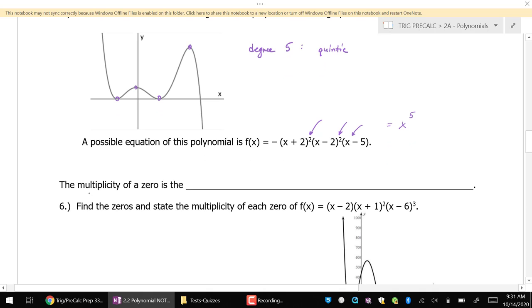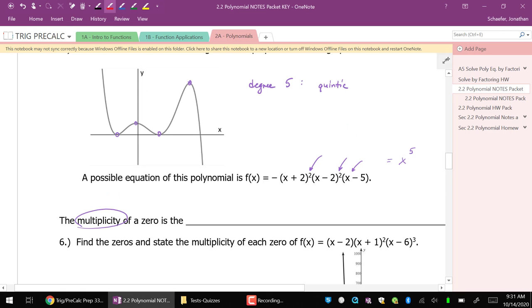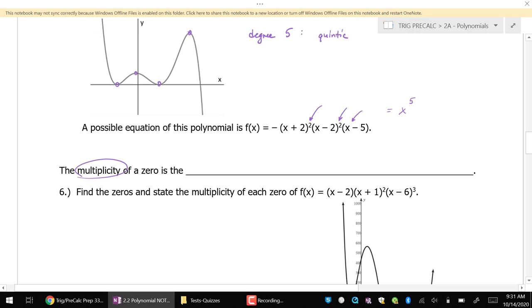Now the multiplicity concept, that's the last thing we're going to discuss here in this video. The multiplicity is essentially a repeated 0. So the multiplicity of a 0 is the number of times a 0 is repeated. And we can check the multiplicity by looking at the power on each of the factors.